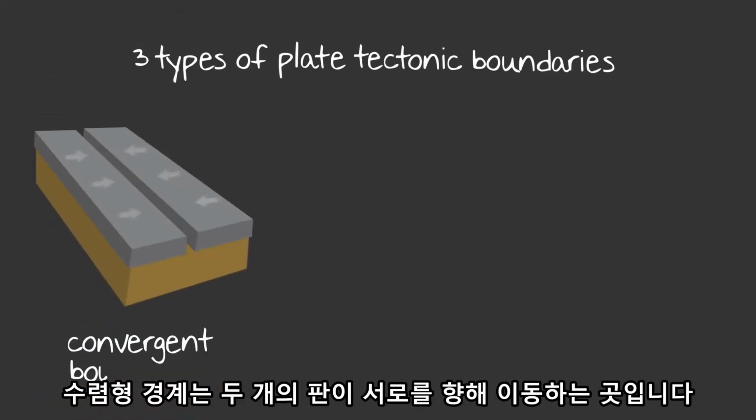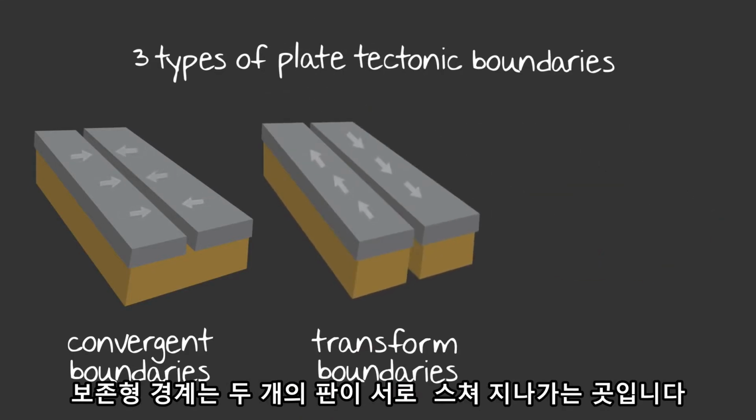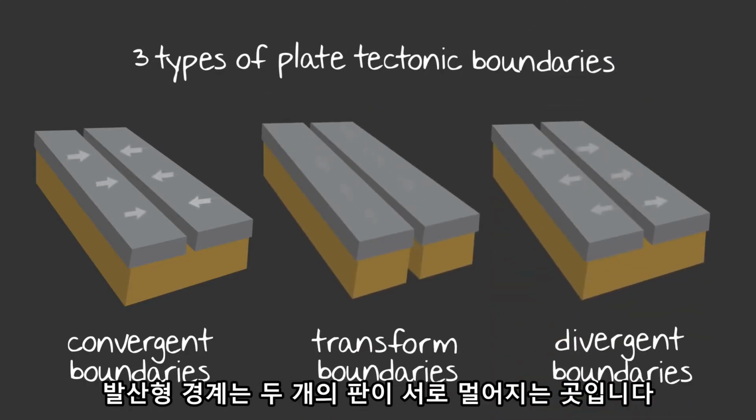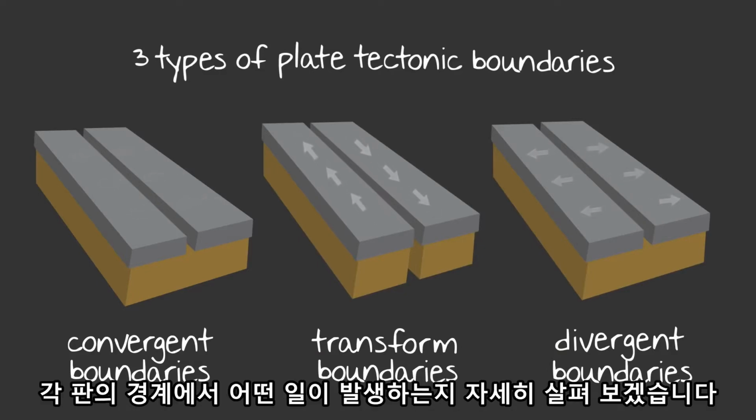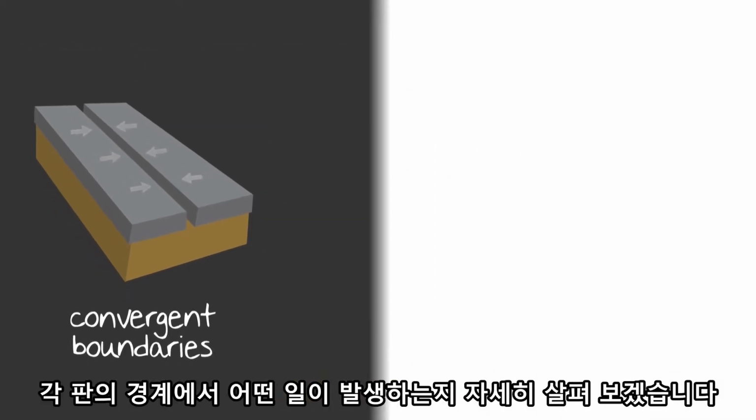Convergent boundaries occur when two plates are moving towards one another. Transform boundaries occur when two plates are sliding past one another, and divergent boundaries occur when two plates are moving away from one another. Let's take a closer look at what happens at each of these boundaries.